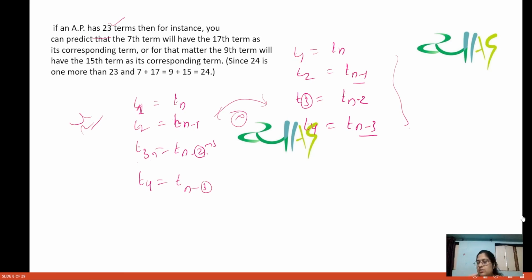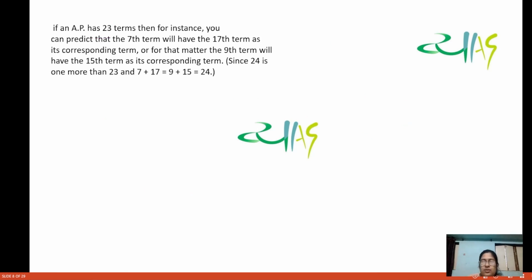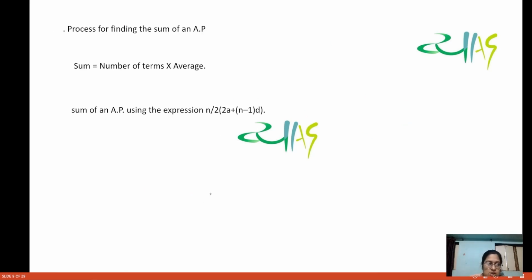Okay, so this is what I am saying. Now let's move forward, now that we are familiar with this concept as well. Now see, the process for finding the sum of an AP. If you want the sum of any AP, multiply the number of terms into the average, and you will get the sum of the AP.